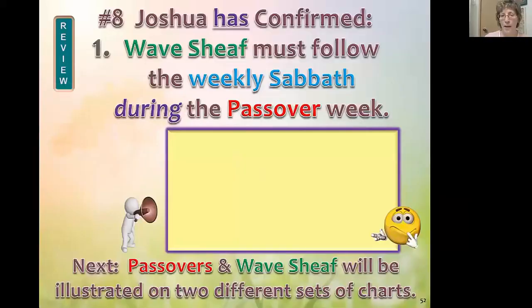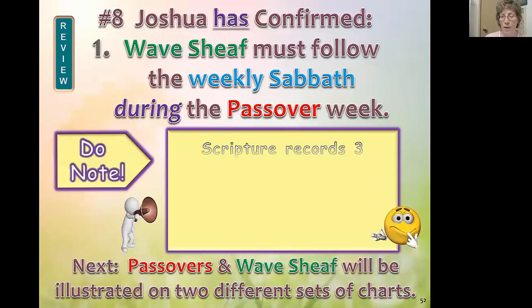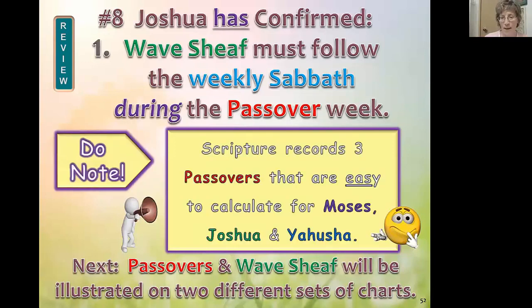Wave sheaf is on the weekly Sabbath. And it's that Sabbath that you note that Scripture records 3 Passovers that are easy to calculate, the one for Moses and Joshua and Yahusha. So next, we're going to look at some different sets of charts to see where these Passovers land, because Passover isn't on the same day of the week every single year.